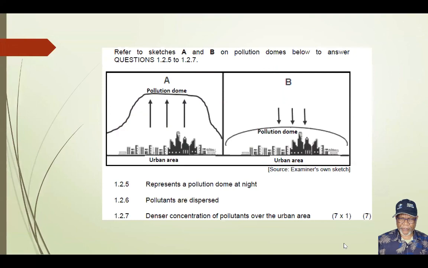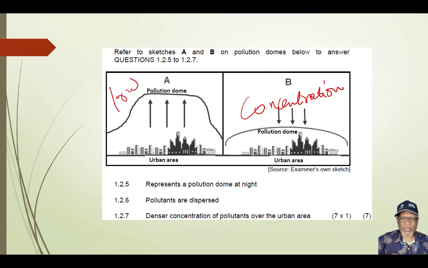So we have some activity here regarding pollution dome. We have pollution dome during the night and pollution dome during the day. So pollution dome during the day is higher because the temperatures are higher during the day and therefore the air is rising. But during the night, the temperatures are lower. So the pollution dome is more concentrated. There is high concentration, but here the concentration is lower because the air is rising and pollution is spread.